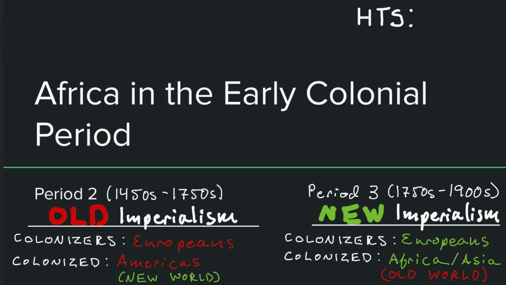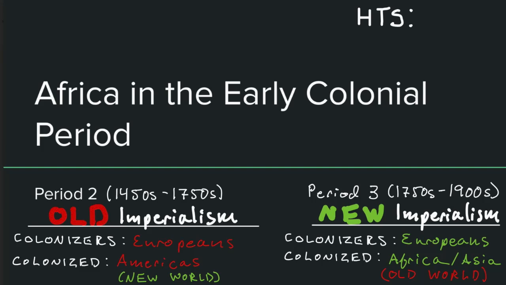This portion of the lecture series is going to continue with period 2, which, remember, is from the 1450s until the 1750s. This time period is also known as Old Imperialism, meaning this is the first round of imperialism that we see Europe go through, first with imperializing the New World, the Americas, and then new imperialism comes in period 3, when we see Europeans and their countries scrambling for colonization in Africa. But we're not at period 3 yet, so we're going to focus on period 2.